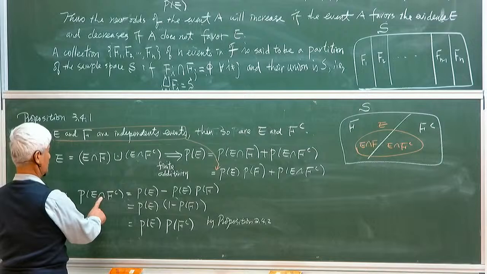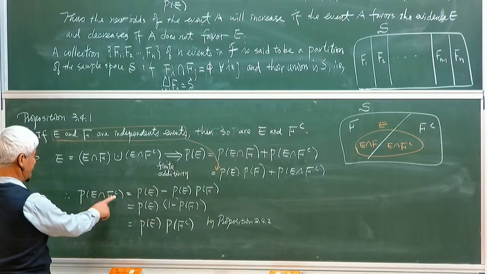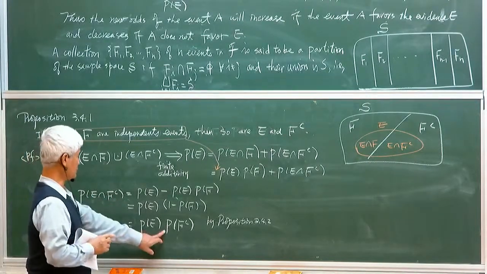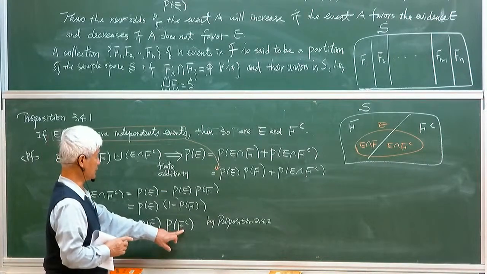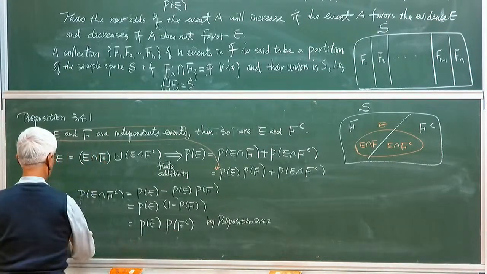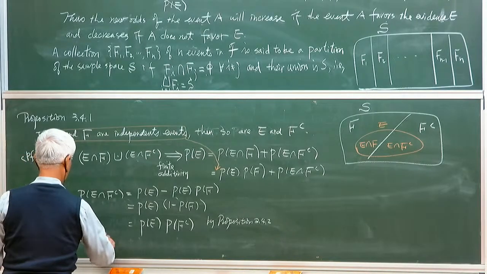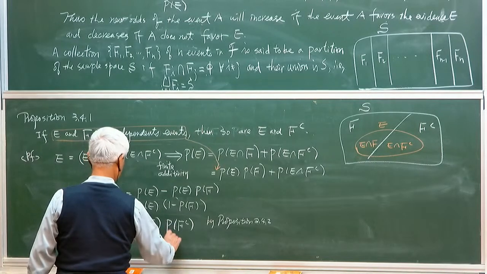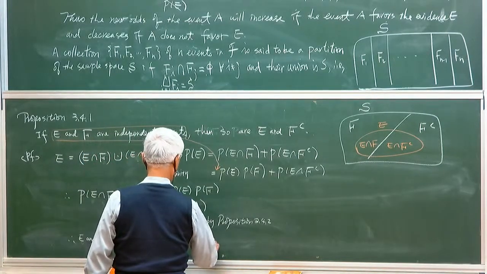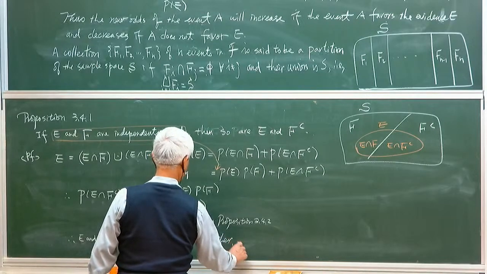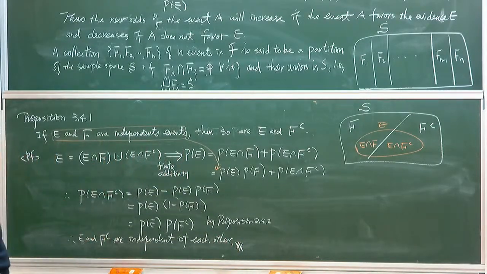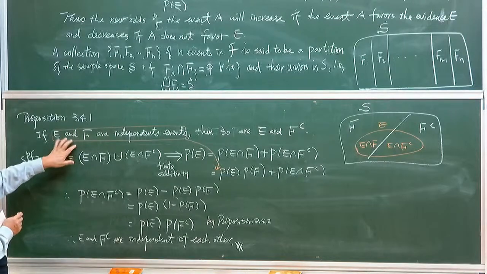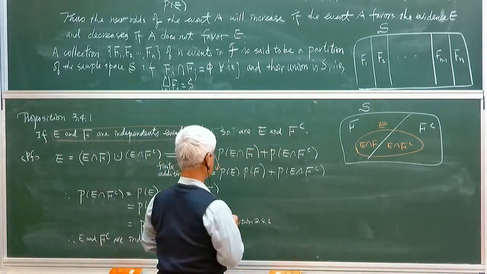Okay, so now the joint probability of E and F complement is equal to the product of probability of E and probability of F complement. So E and F complement are independent of each other. So this gives the proof of proposition 3.4.1. So when E and F are statistically independent, then E and F complement will be statistically independent.